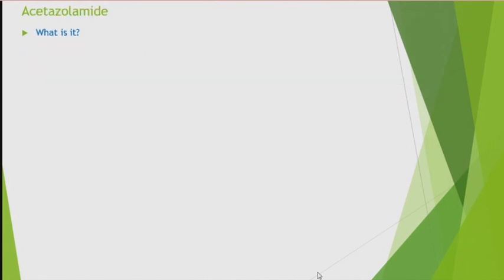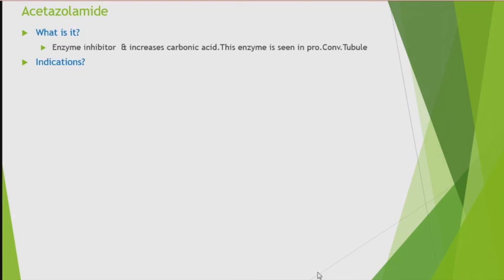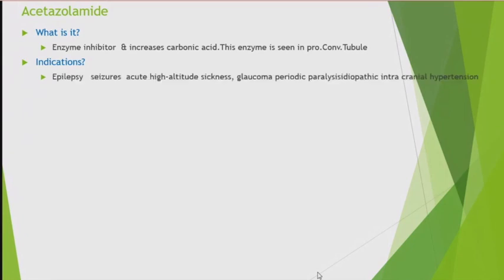Sir, acetazolamide, it's basically a carbonic anhydrase inhibitor, sir. It's a diuretic also. Where is this enzyme seen, carbonic anhydrase? Proximal convoluted tubule, sir. When do you give this drug? Indications are glaucoma, idiopathic intracranial hypertension, patients with altitude sickness and all. Any other? Epilepsy. What about the prevention of periodic paralysis? Yes, sir. That's right.